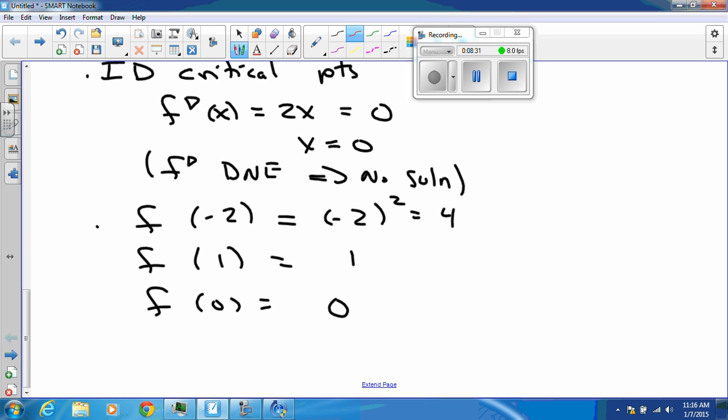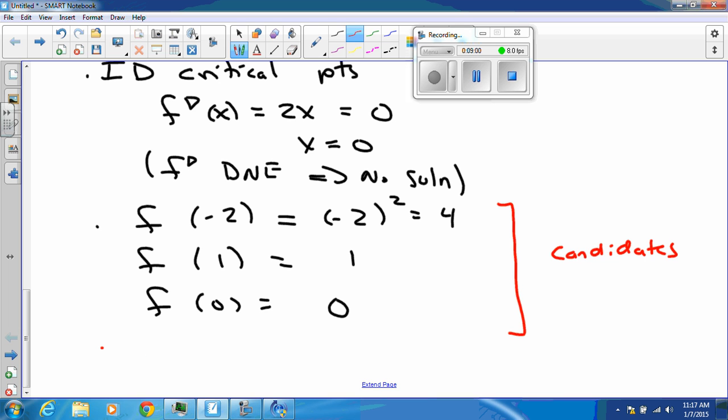And that's it. These three values are called the candidates. And your candidates are critical points and endpoints. And that's it. Now that I've evaluated here, I can take a look and I can say, which one is the largest of these? 4.